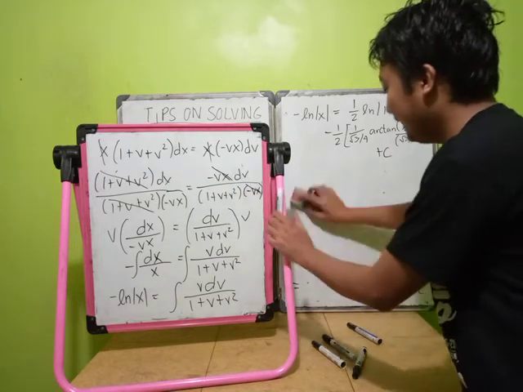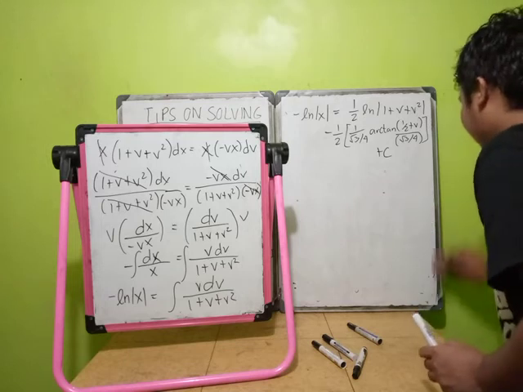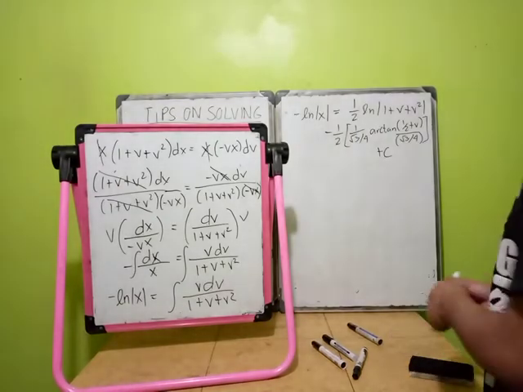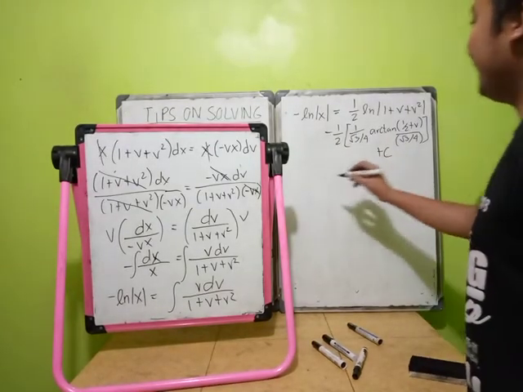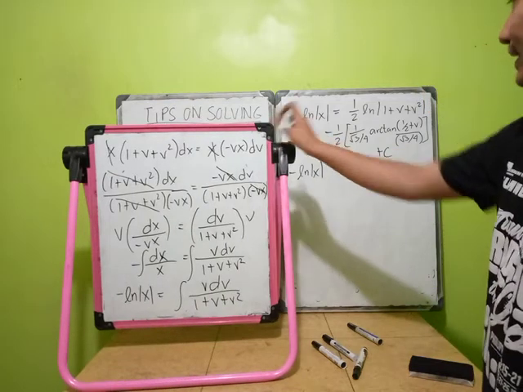Okay? So maybe in the next video, magkakaroon tayo ng part 3. I-solve natin sa papel, okay? Kasi hindi kasya sa maliit na whiteboard. Okay? So therefore, ito yung sagot. Negative ln of x. Yan, okay?